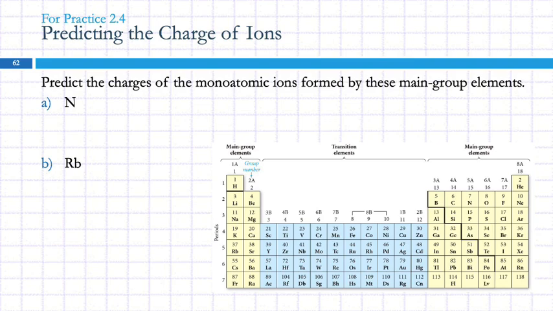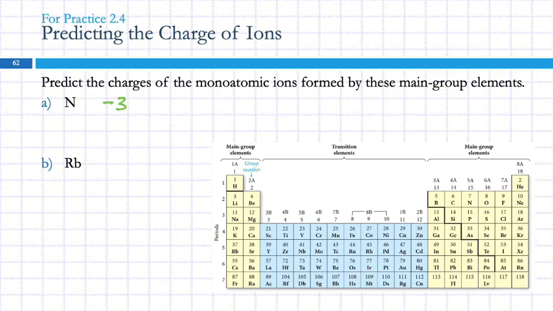So predict the charges of the monoatomic ions formed by these main group elements. And this monoatomic just means mono is one atom. So these are one atom ions. So just nitrogen. What charge is nitrogen going to have? -3. Because here's nitrogen, and we're going to start over here, -1, -2, -3. So the charge for nitrogen is -3.